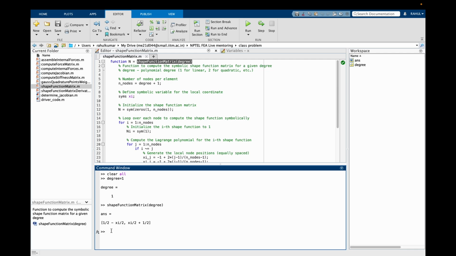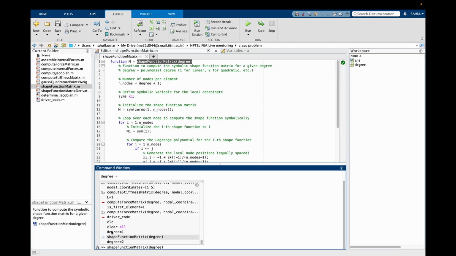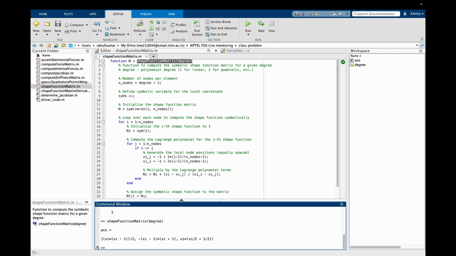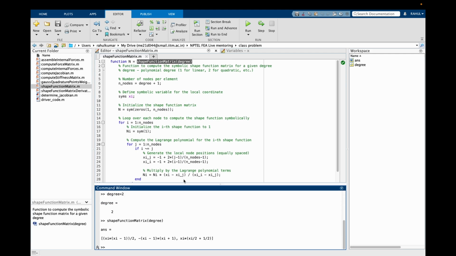So when you increase the degree to 2, you will see the shape function matrix is this. So in this code you can clearly write the shape function matrix, that is nothing but capital N.